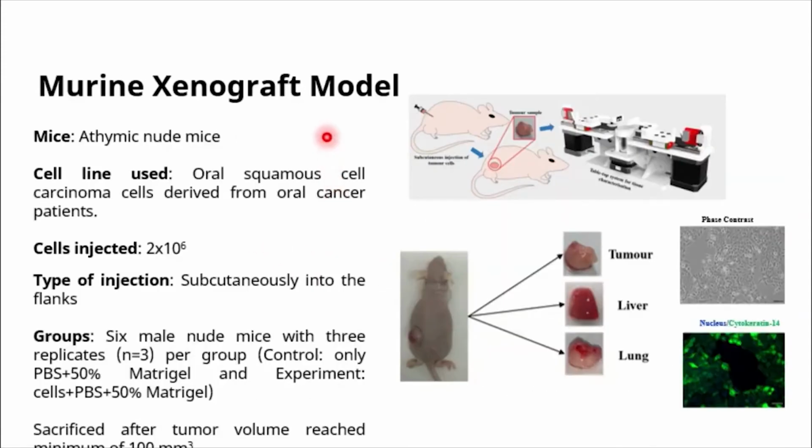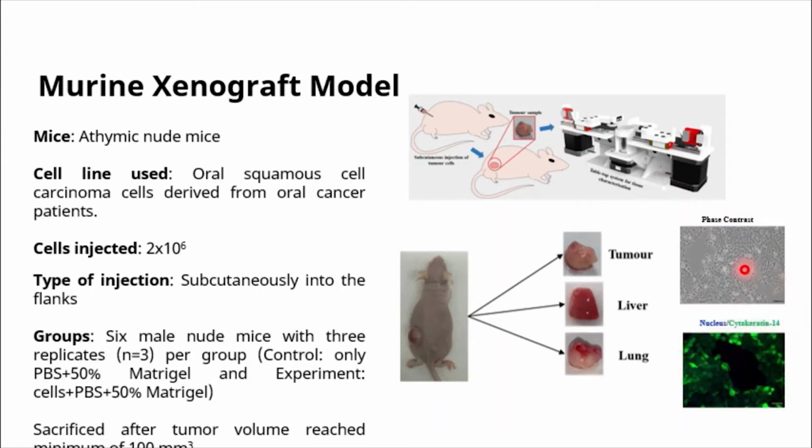The tissue samples for the study are obtained using a murine xenograft tumor model. For this, athymic nude mice, or immune compromised male nude mice, are used as the animal. Oral squamous cell carcinoma cells derived from oral cancer patients are used as the cell line that is injected into the mice to create the tumors. These cells, before injection, were confirmed for their epithelial nature and their epithelial morphology using phase contrast imaging and also by staining of the nucleus and the cytokeratin, which is an epithelial marker.